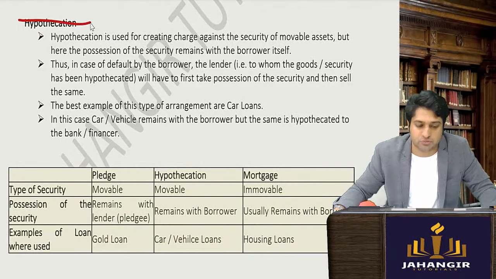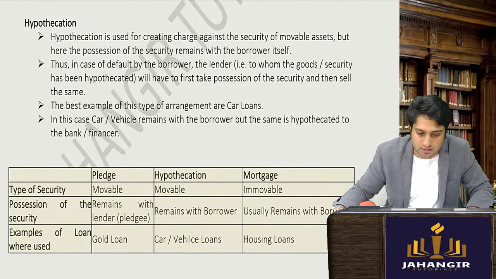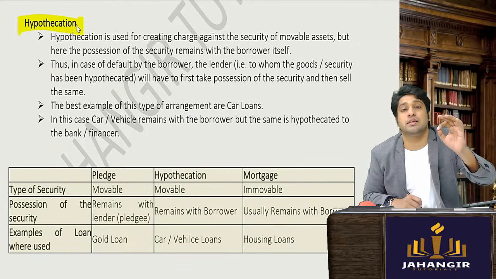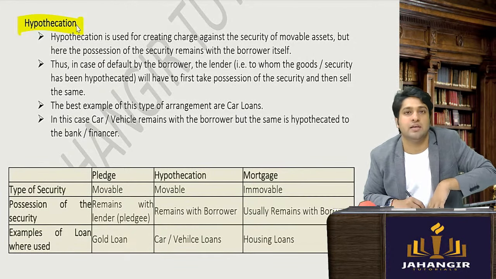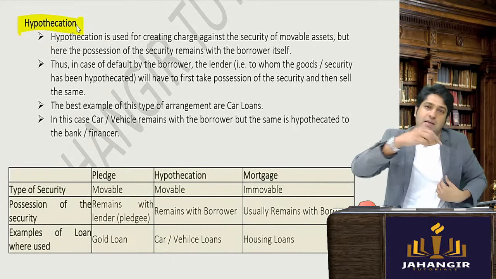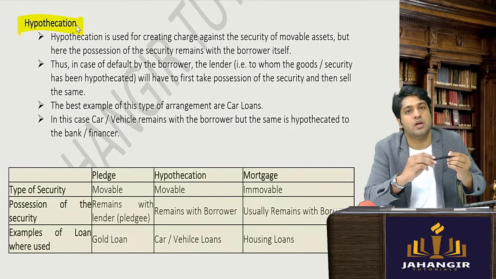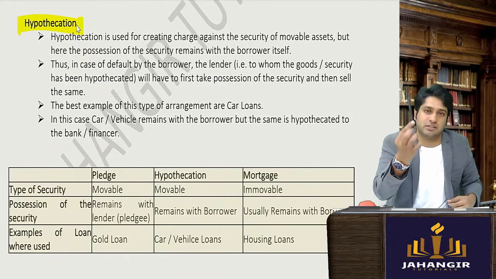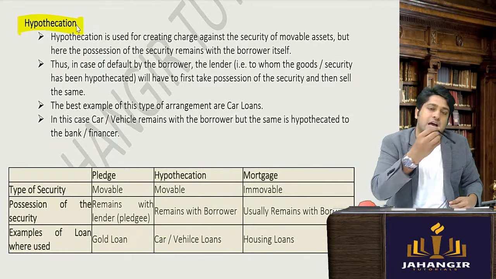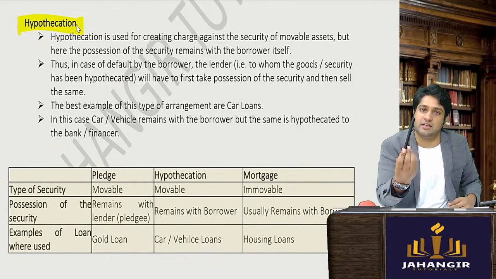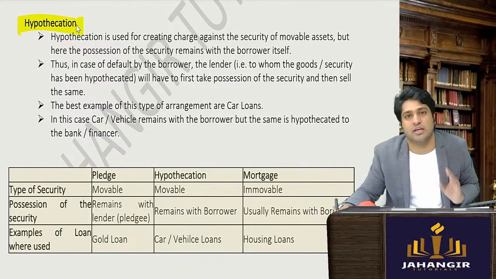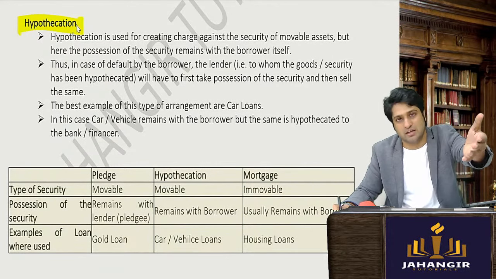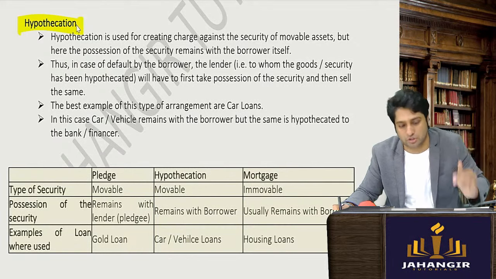In hypothecation, what happens? There is no transfer of possession. I keep the goods with me and I say this is only security. So this could be the car as security to the bank and the car is kept with me. Stock in trade is the security to the bank and it's kept with me. That is called hypothecation. In pledge, transfer is done. In hypothecation, transfer is not done.